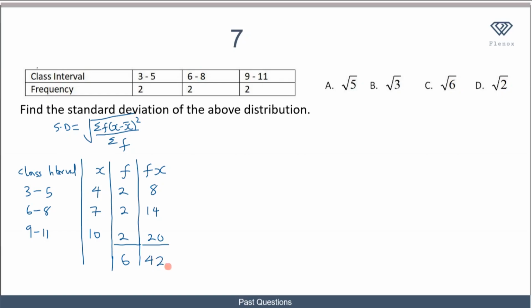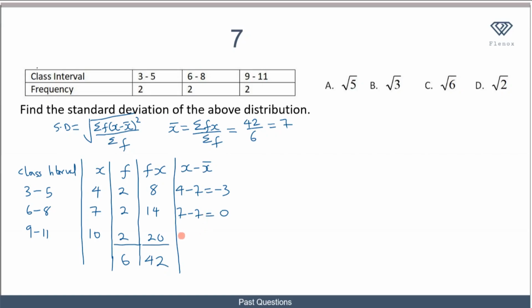I get 42. So if you recall, our mean x bar is given as, for a group data, summation fx over summation of f, and our summation of fx is found to be what? 42, and our summation of f is 6. So our mean is what? 7. So now I can easily evaluate x minus x bar. So my x here is 4, so I have 4 minus 7, and that gives me minus 3. Here I have 7 minus 7, which gives me 0, and I have 10 minus 7, which gives me 3.